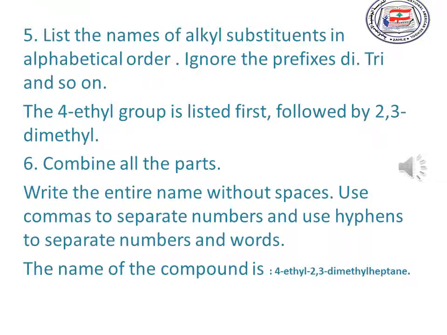Step 5. List the names of alkyl substituents in alphabetical order, and you should ignore the prefixes di, tri, tetra, and so on. So, in this example, the 4-ethyl group is listed first, followed by 2,3-dimethyl.